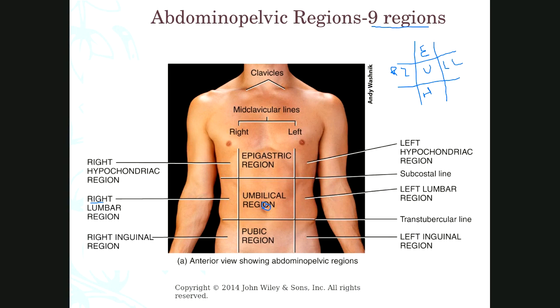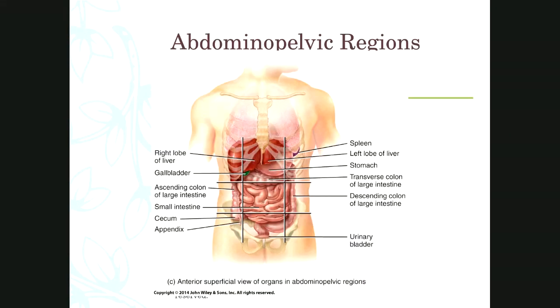So above here, it's called the hypochondriac region. This would be the right, and this would be the left. And here in the inguinal, this would be the right inguinal and the left inguinal. So always refer to your manual. You'll see a few other names for this, which I'll show you in a minute.